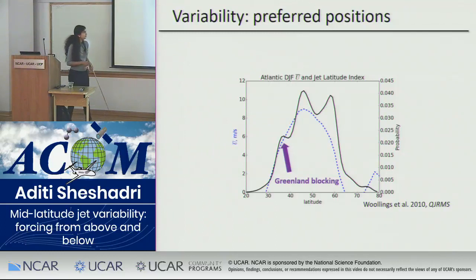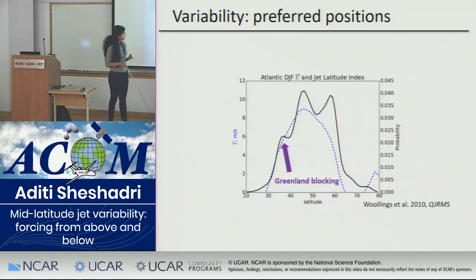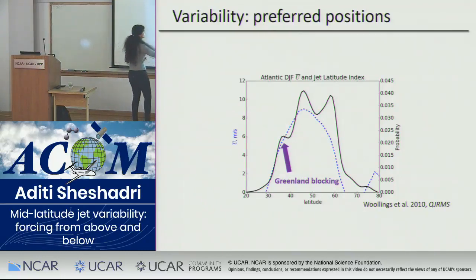And apparently there's some literature on this, not a whole lot, but some. So a nice way of looking at these preferred positions is to look at a PDF of the latitude at which the winds maximize, the near surface winds, 850 hectopascal. This is from a paper by Woollings et al. back in 2010. So here again is the climatology, the blue. And the black is a PDF of what Woollings calls the jet latitude index, which is what I just said. You pick out the latitude where the winds are a maximum, and you plot a PDF of that. And it seems like the impression that we got from the previous video is true. There are 3 preferred positions of this jet in the Atlantic basin.